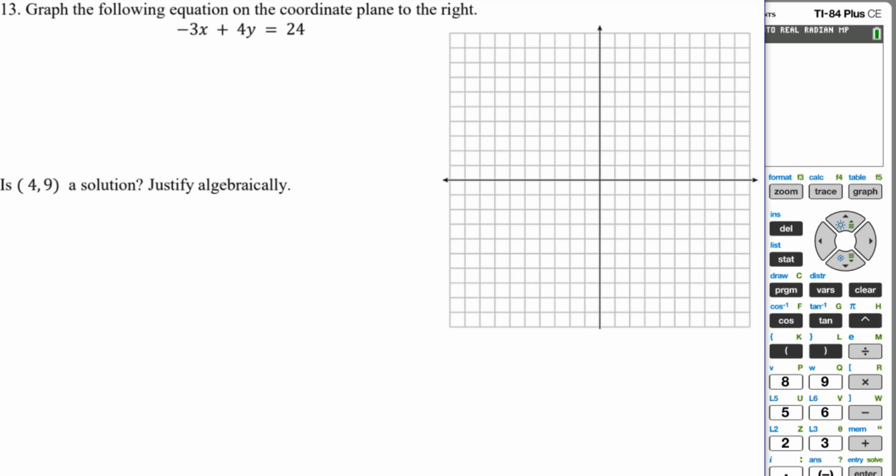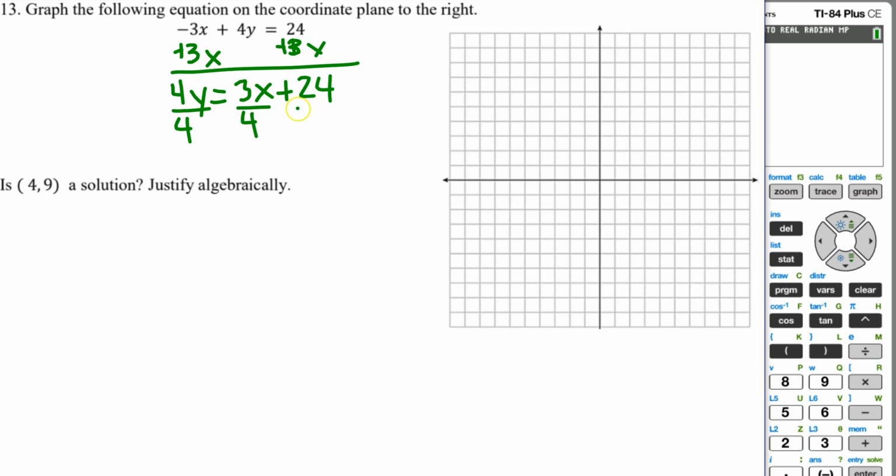And for this one, we're going to graph the line -3x plus 4y equals 24. But before you start graphing that line, you do need it in the correct slope-intercept form. So you're going to add over that 3x. 4y equals 3x plus 24. Then lastly, get rid of the 4 by dividing. And you have y equals 3 over 4 x, and then 24 divided by 4 is 6.